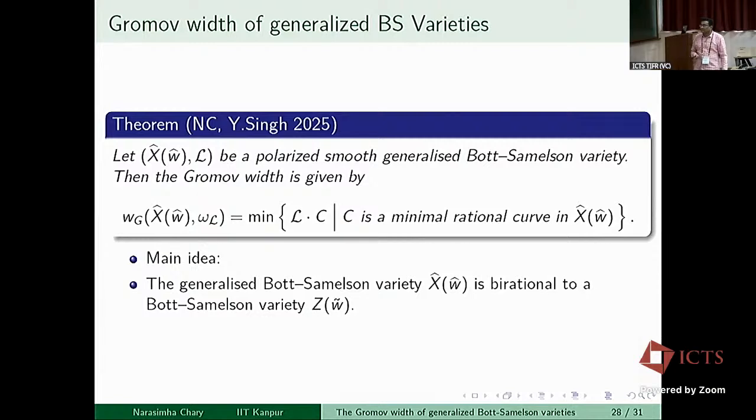Okay. Then we obtain this one. But here, if you ask me, can you compute this one? We compute it, but without knowing minimal rational curves, because we work with only the T-stable curves. And also we kind of characterize line bundles on generalized Bott-Samelson varieties. But again, this whole theory boils down to the case of Bott-Samelson varieties.